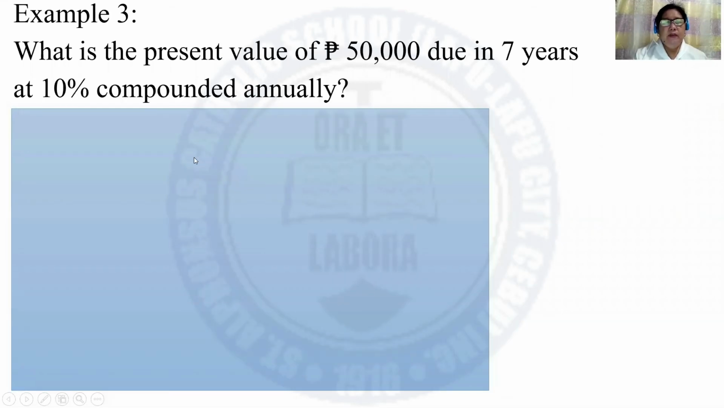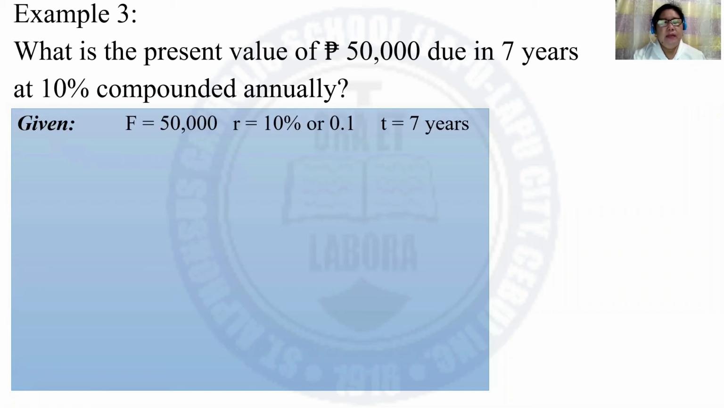Let us apply the formula for the present value in this problem. What is the present value of 50,000 pesos due in 7 years at 10% compounded annually? For the given, the future value is 50,000, the rate is 10% or 0.1, and T is 7 years. The problem is we're going to find the present value.